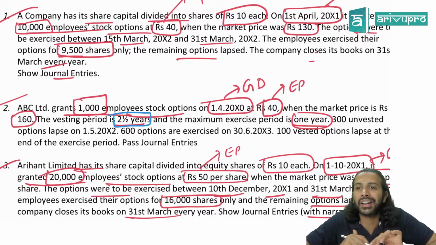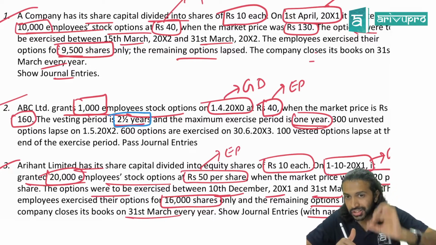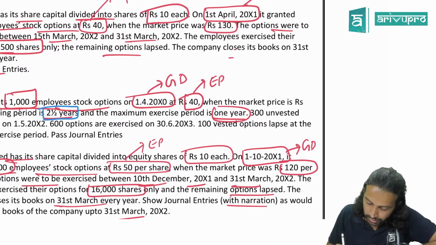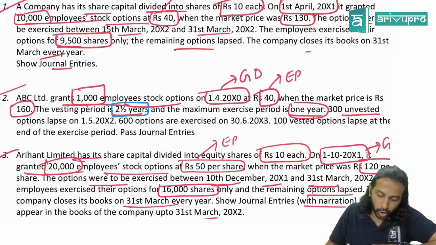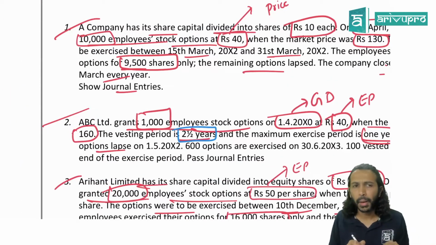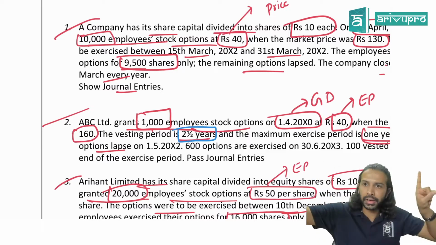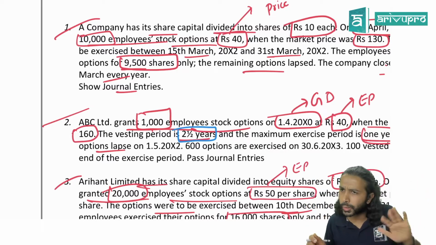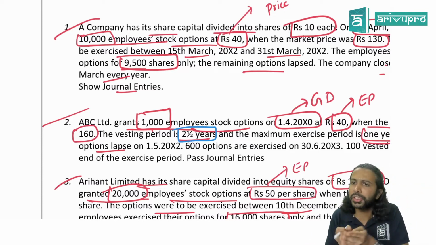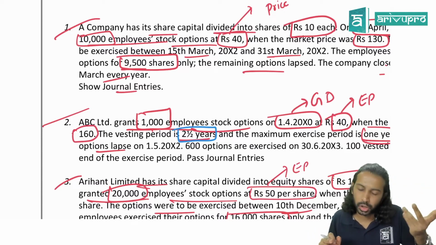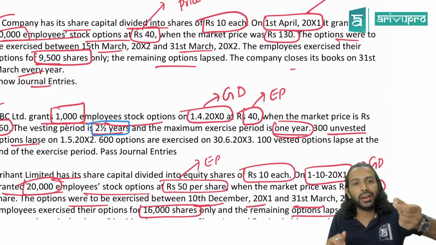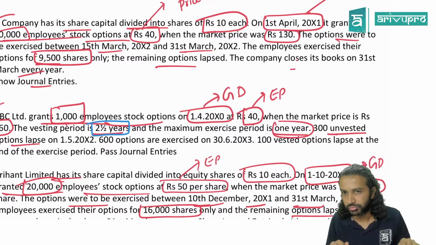Exercise period and all is irrelevant for me. The most important component as per the guidance note for employee stock options is the vesting period. What is the vesting period? 2.5 years. That is very, very important. 300 unvested options lapsed. Maybe some employees quit, because the waiting period is 3.5 years. Between 3.5 years, many employees join, many employees quit. If they quit, will they get it? No. So maybe they had 300 options with them. So the 300 options have become unvested, meaning cancelled basically.